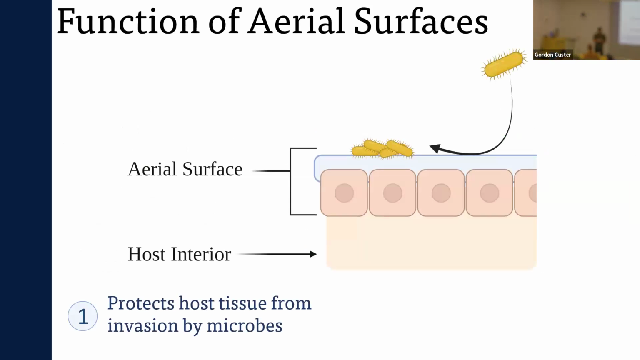The first is that the aerial surface typically acts as a protective measure for the host from invasion by microbes. So basically, as an organism attempts to invade the host, this protective aerial surface will act as a blockade and cause the accumulation of these organisms at this surface. And this is really interesting because the accumulation of these organisms at this aerial surface allows for consistent exposure to the host. It acts as an association between this tissue and the host.